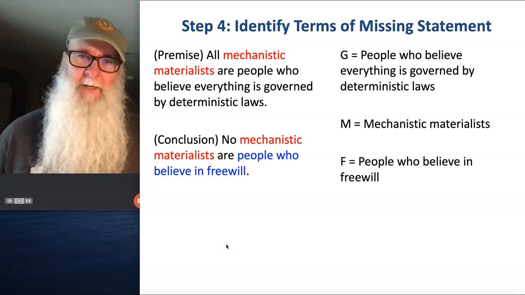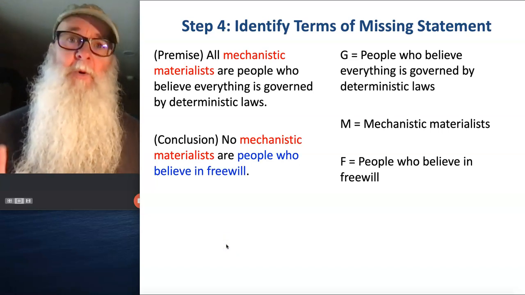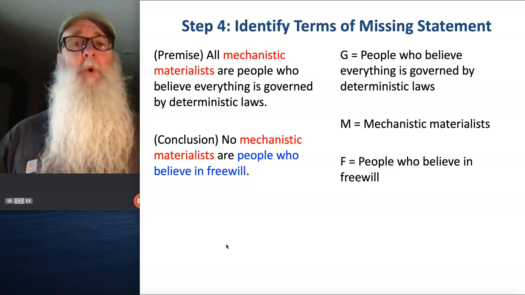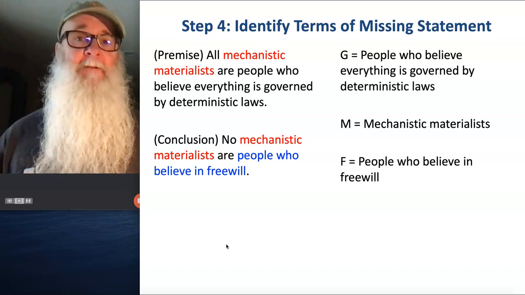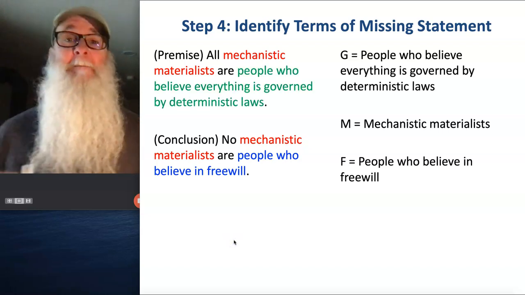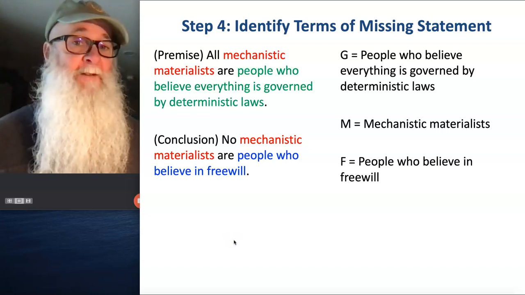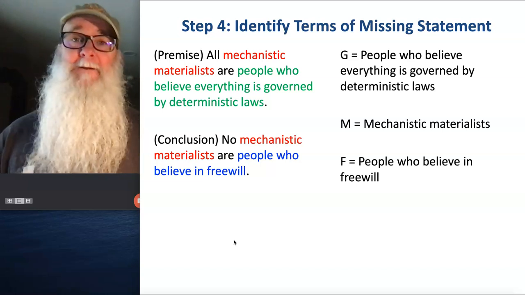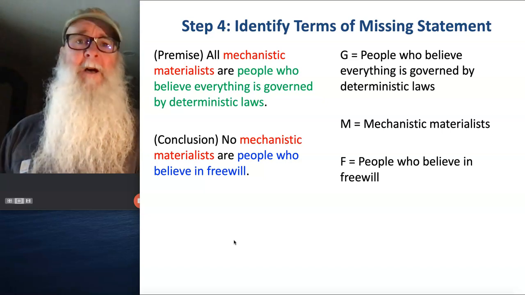But the major term of the argument, the predicate of our conclusion, it only appears once in the argument as it's currently formed. So we know our missing premise is going to involve the term people who believe in free will. We can also see that the middle term of the argument, people who believe everything is governed by deterministic laws, it appears in that first premise, but not in the conclusion. So it's also a term of our missing premise.